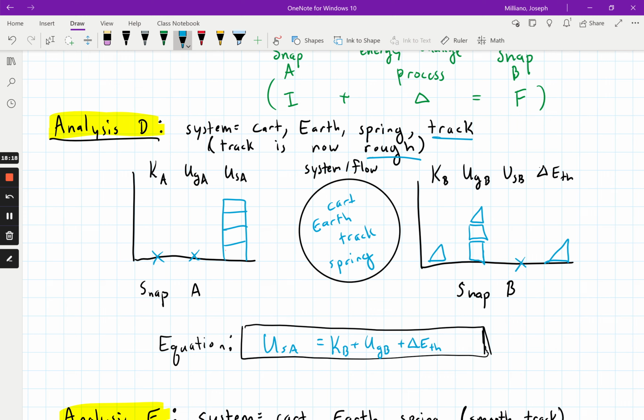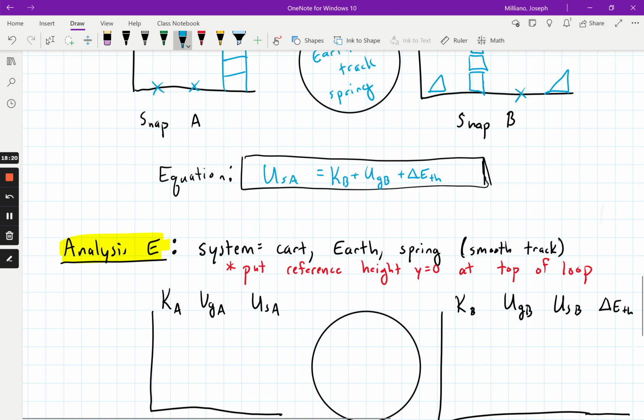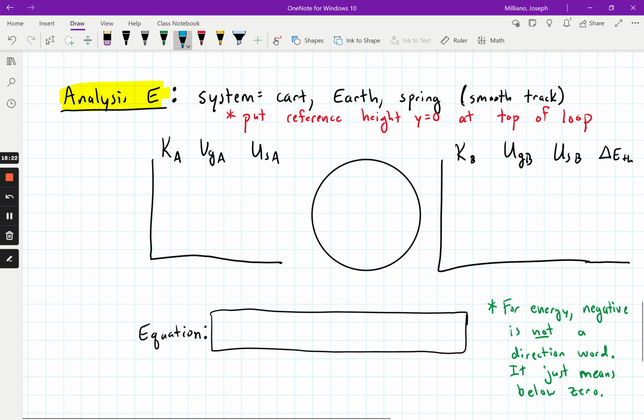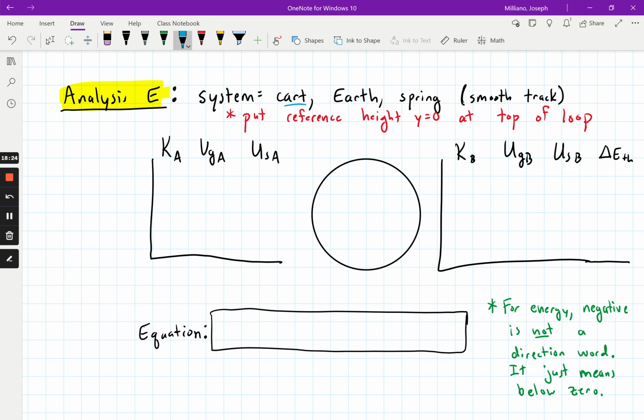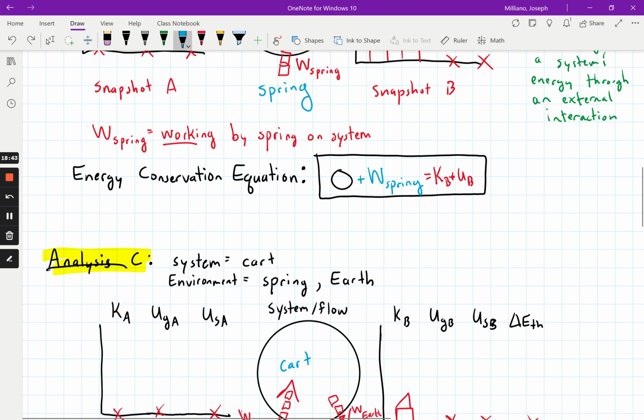All right, last but not least, analysis E. It's the same system, cart, earth, spring. We'll assume a smooth track again. What's different, though, is where we're going to put our reference height. We're going to put the reference height y equals 0 at the top of the loop now. So let's scroll back up to our picture so we can talk about what that means.